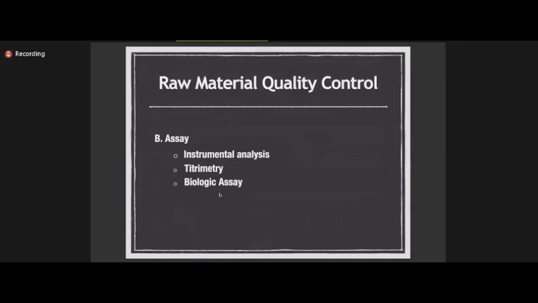Okay, so next is the assay. So when we say assay, we check for its concentration or its effectiveness. So we can do instrument analysis. We can use your HPLC ulit, your UV. Ginagamit siya for assay. And then we have titration. Alam niyo naman yung titration sa Pharm Analysis 1. And then biologic assay. Ito class, when we say biologic assay, we make use of animals or microorganisms.